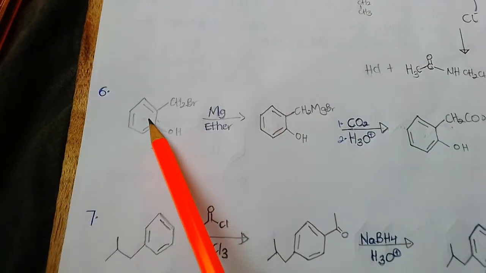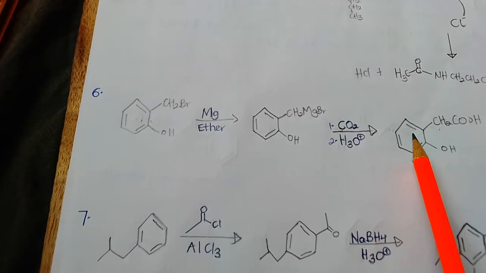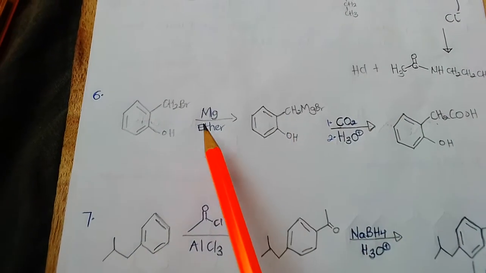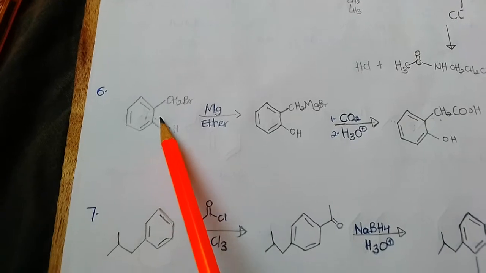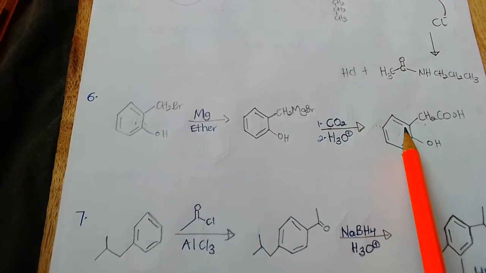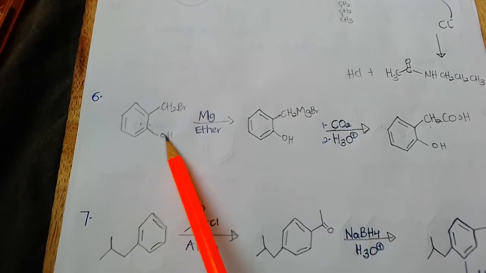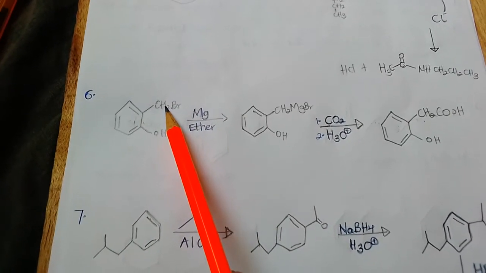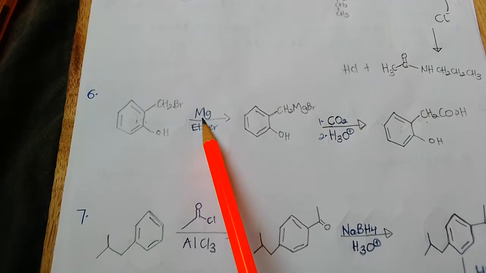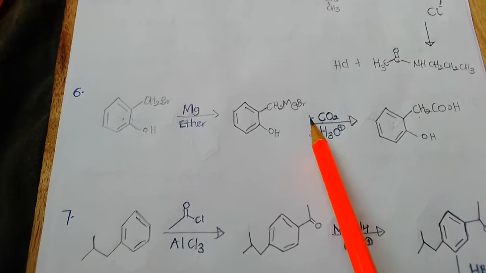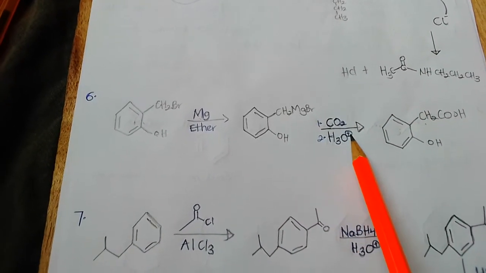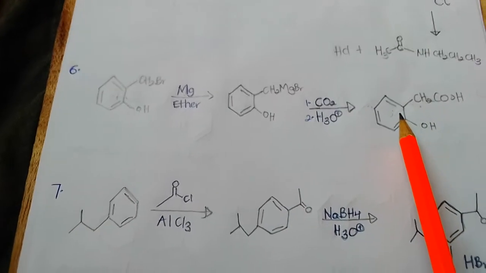So you are given this and this, and you're being asked to show the reaction sequence that will lead to conversion of this acyl halide to this. Bear in mind, this hydroxy group was not touched, so it was still there. But you have to convert this side to carboxylic acid. Just add magnesium in ether, then you undergo carbonation, then hydrolysis to get the carboxylic acid.